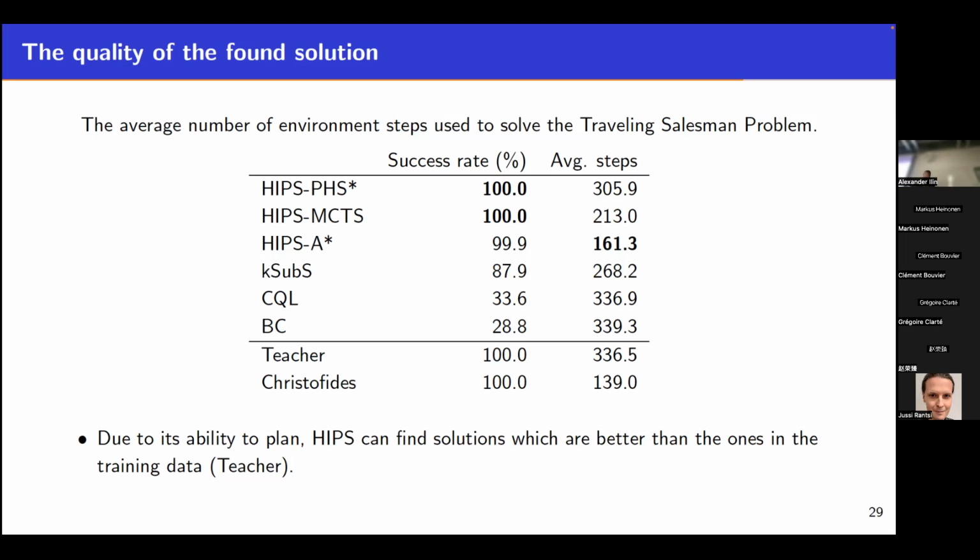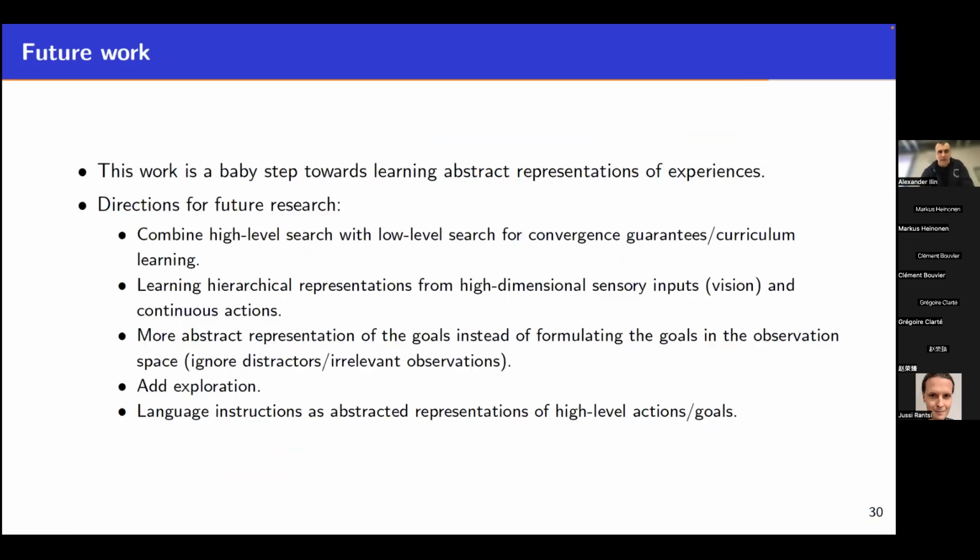And so this, for example, this Christophidis is one of the algorithms that can find a solution that is very close to the optimal solution. And you can see that our solution is quite close to the solution that is very good. Okay, so that was the last slide.